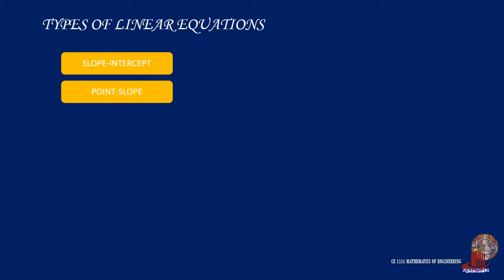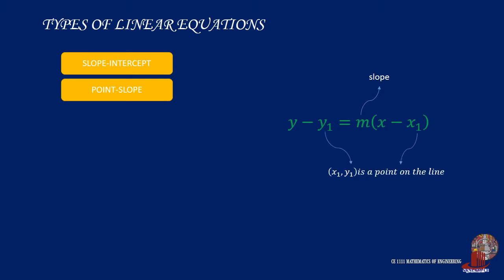Second is point-slope form, stated as y - y₁ = m(x - x₁). In this form, m is still taken as the slope, or ratio of rise to run, and x₁ and y₁ is a point on the line.